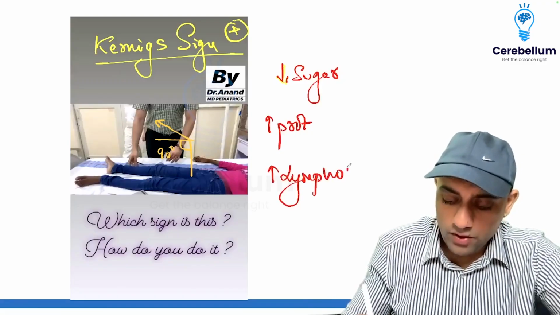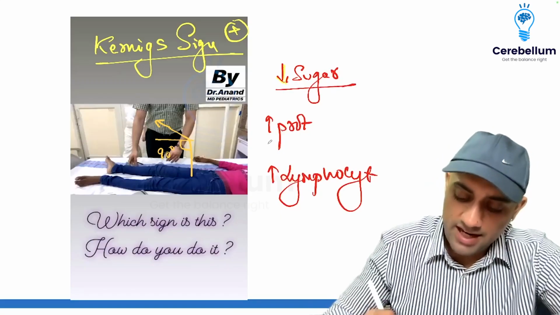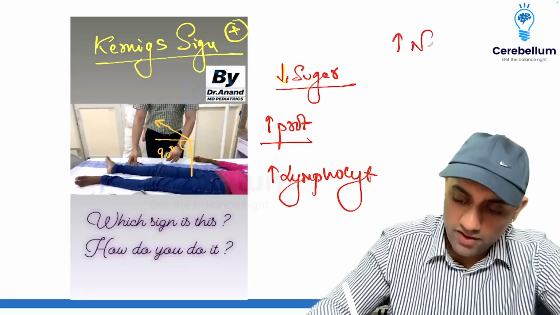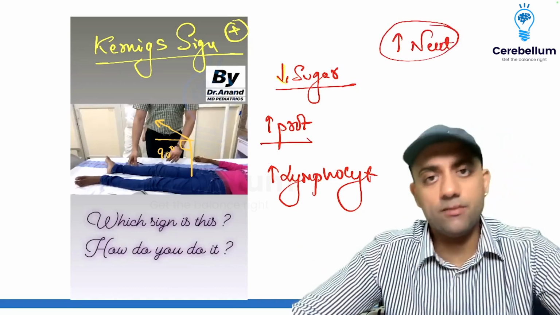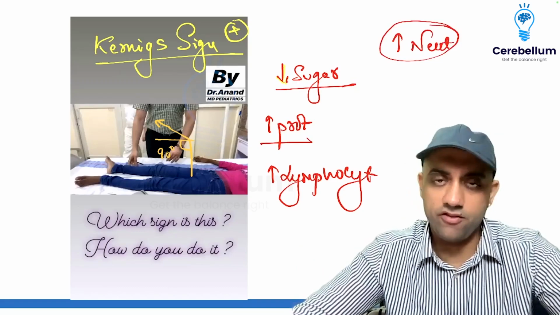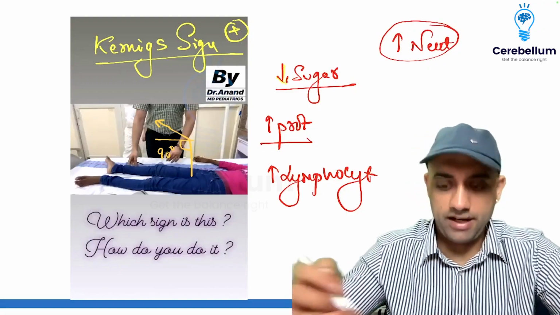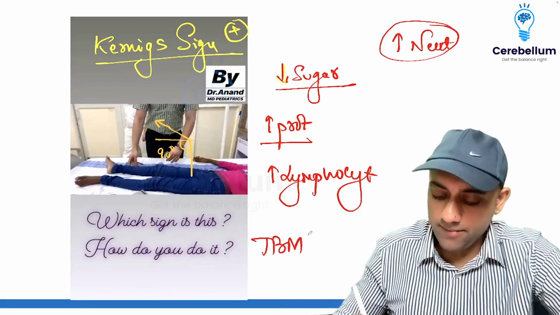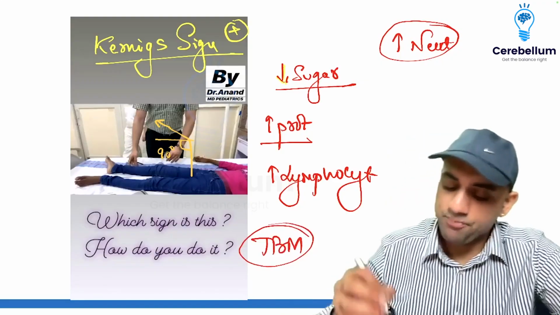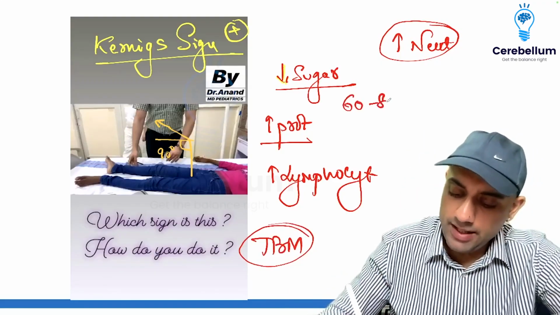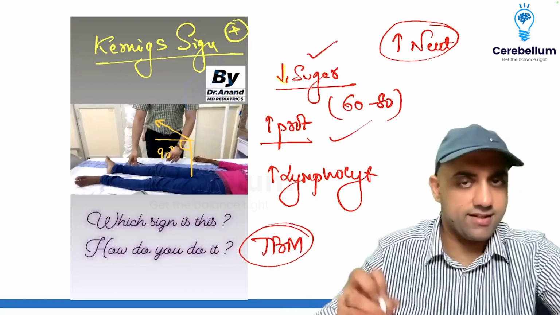Then you will think of tubercular meningitis. Sugarless, high protein, and neutrophil predominant, you will think of bacterial meningitis, but lymphocytic predominant will be tubercular meningitis, TBM. So it was a case of TBM. So we gave 2 to 3 weeks of antibiotics. And 60 to 80 is the normal CSF sugar and protein, 60 to 80.